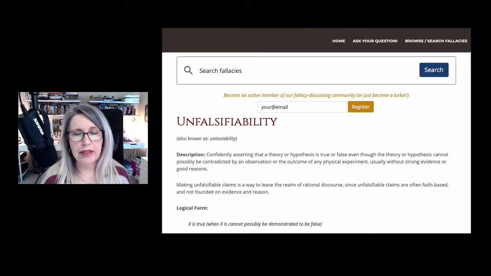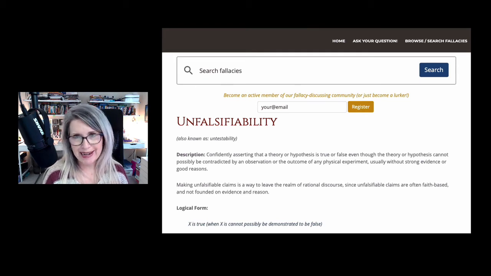Confidently asserting that a theory or hypothesis is true or false, even though the theory or hypothesis cannot possibly be contradicted by an observation or the outcome of any physical experiment, usually without strong evidence or good reasons. Making unfalsifiable claims is a way to leave the realm of rational discourse.